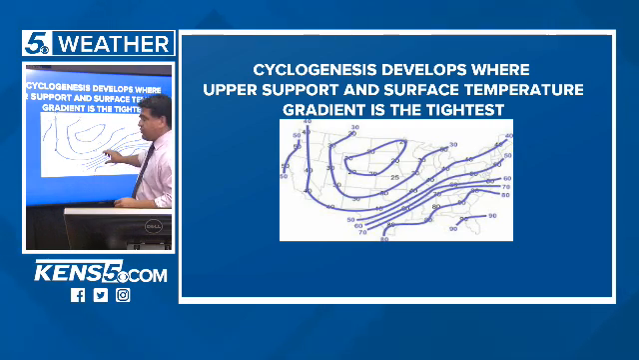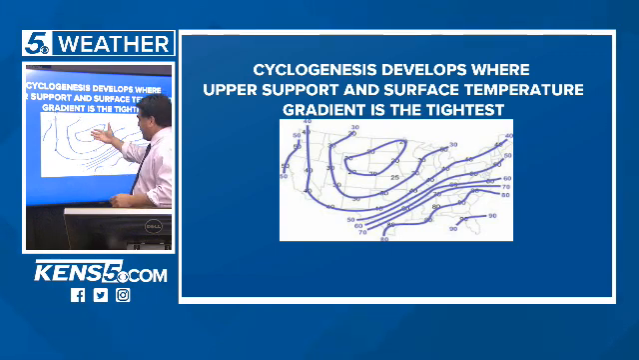Here's a look. Hopefully you can see it a little bit better on your map there, but notice where the temperature gradient is the tightest. You've got temperatures here, I believe in the 30s, 20s, 40s, 50s, 60s, and then a lot of times a favored area for an area of low pressure to develop, or cyclogenesis, is along the Gulf of Mexico, usually just east of us over towards Houston. You'll have areas of low pressure develop.